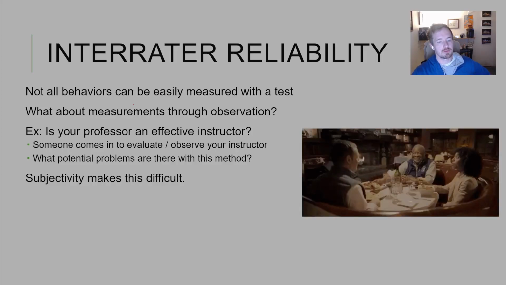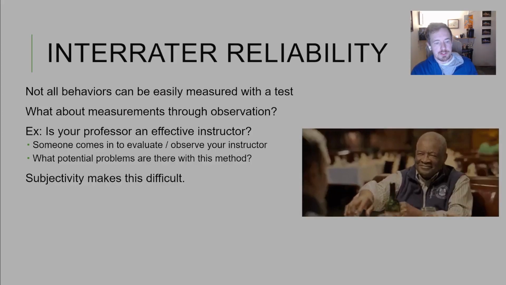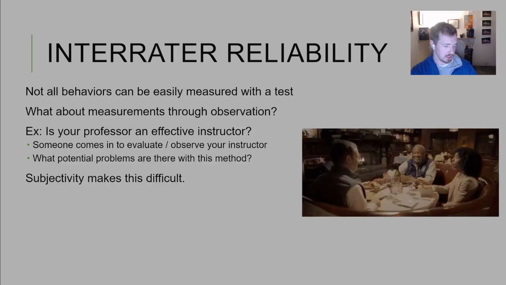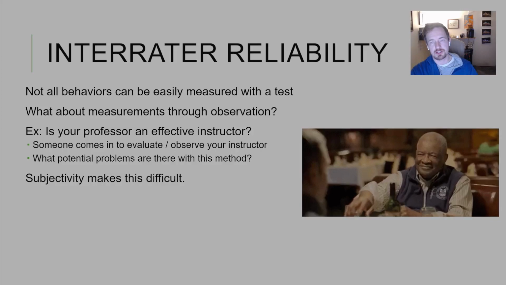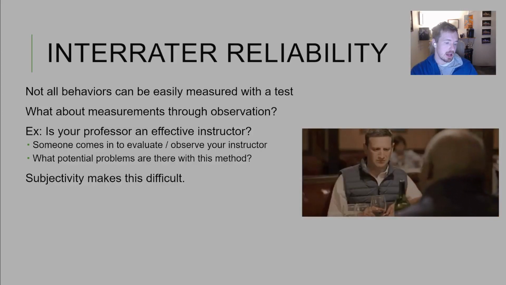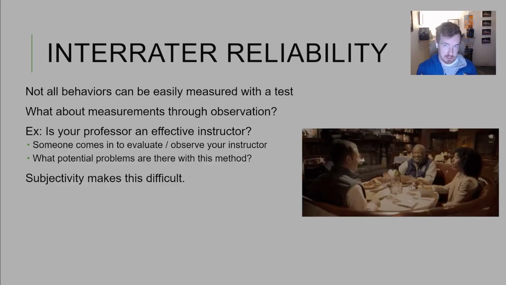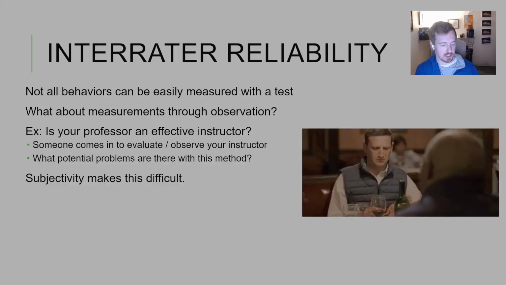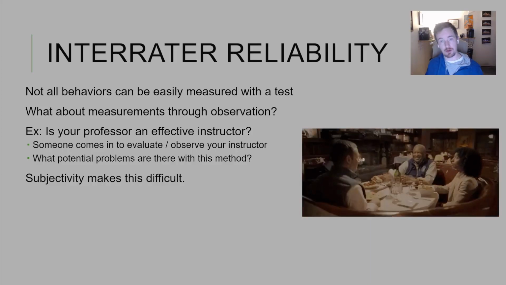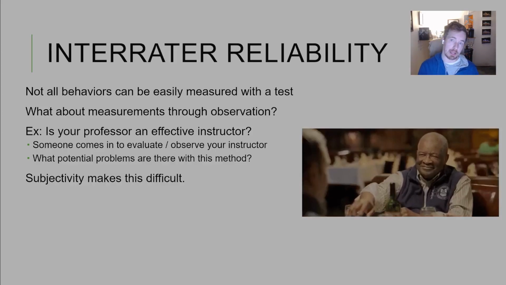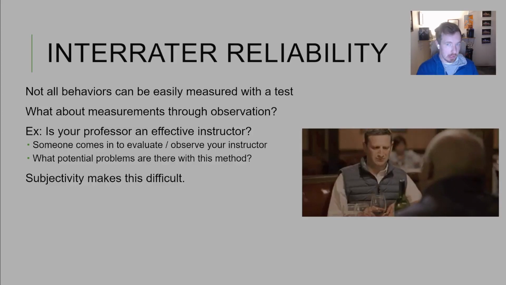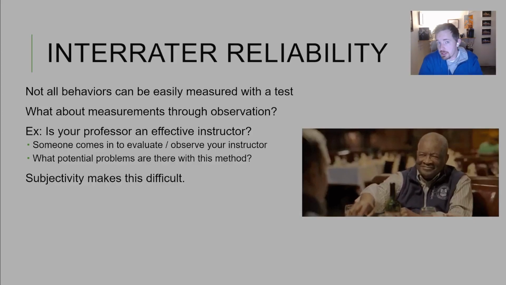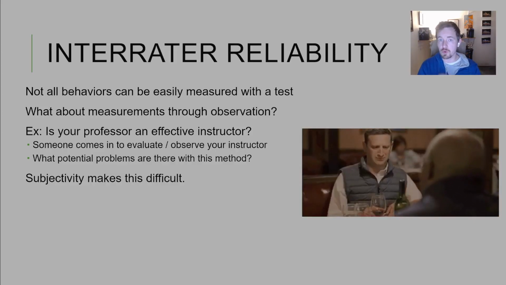So an example here would be like, is your professor an effective instructor? Let's say that one person from the department comes in and they observe me teach, and they conclude that I'm an okay professor and I'm an okay instructor. Is that a reliable measure? I don't know. We would need to maybe bring in another person to come in, witness the same lecture or the same class, and have an independent report, and then we can compare those reports. If those reports agree with each other, great. It means that the two of you are reliable.